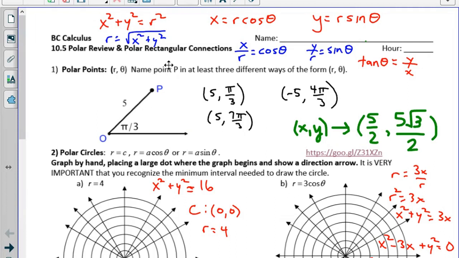Polar review and rectangular coordinate connections with polar, as quickly as possible for a 5-page worksheet. Number one, polar points. Polar points are in r comma theta instead of x comma y.